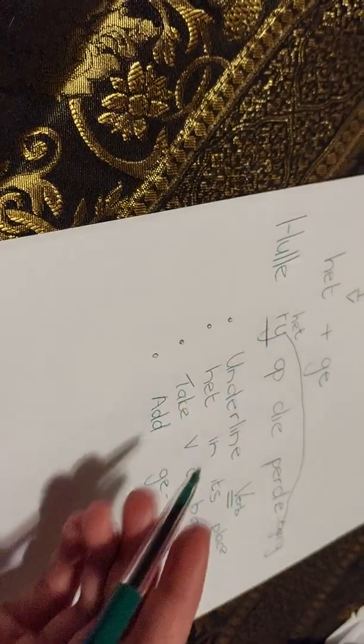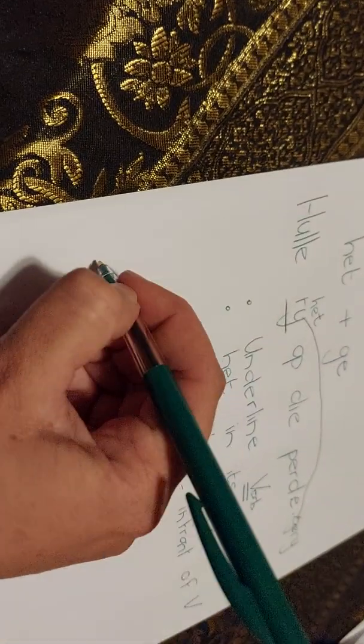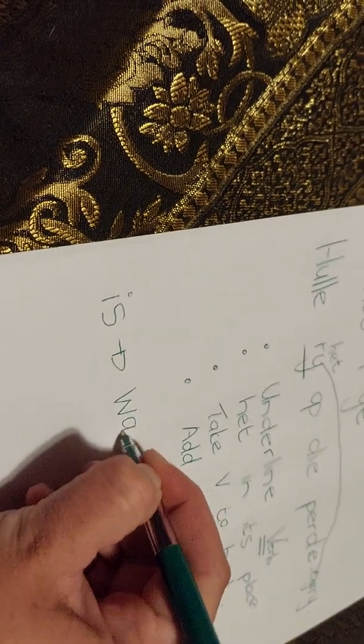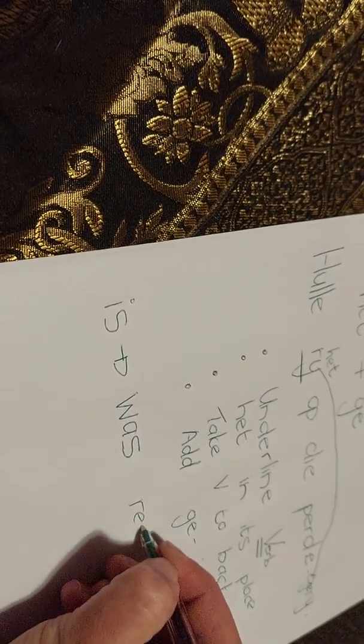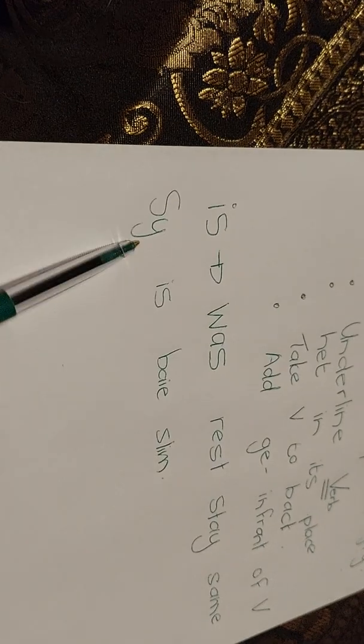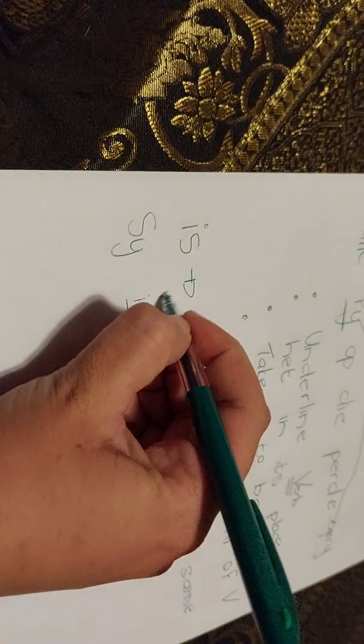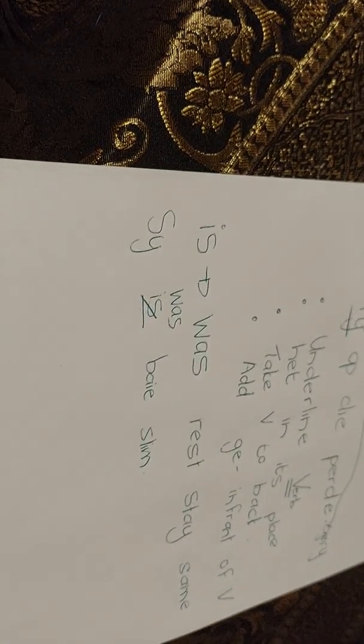Okay, now we're looking at our two buts. You still underline your verb. If your verb is is, it changes to was, and the rest stays the same. Okay, let's do an example. Sy is baie slim. Is, underline your verb. If your verb is is, you just change it to was, and the rest stays the same. Sy was baie slim.